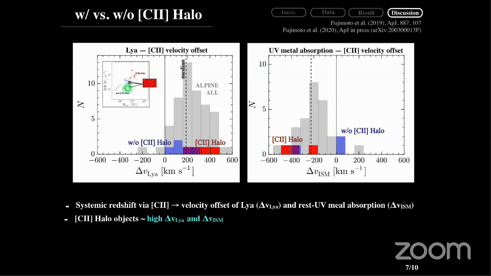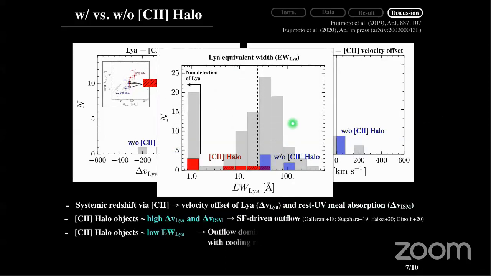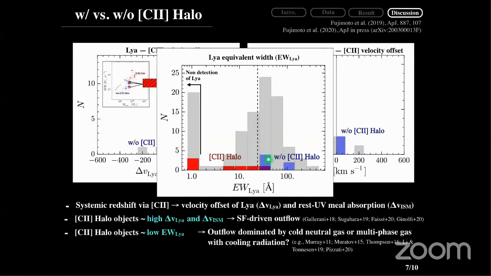So remembering this higher star formation rate trend, these results may indicate that the C2 halo is related to the star formation driven outflow, which is consistent with the implication from the recent result of the spectrum stacking from a much larger sample. Another difference we identified was the equivalent width of the Lyman alpha line. We find that C2 halo objects generally have a lower equivalent width value, indicating that this outflow might be dominated by cold neutral gas, or let's say multi-phase gas mixed with cold and hot, or firstly the hot gas was launched, but it becomes cold at some point through the radiative cooling.